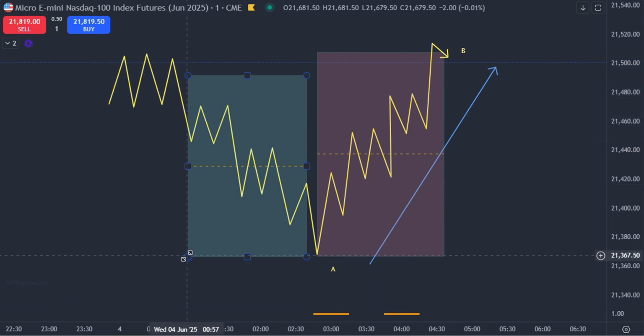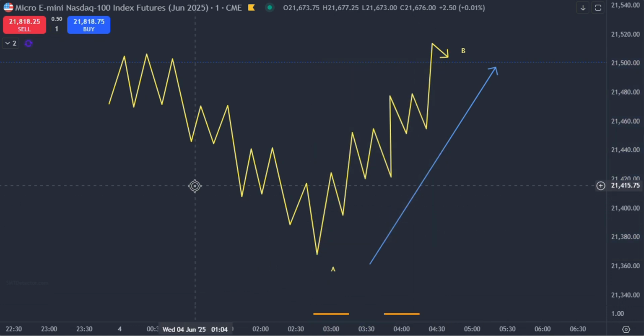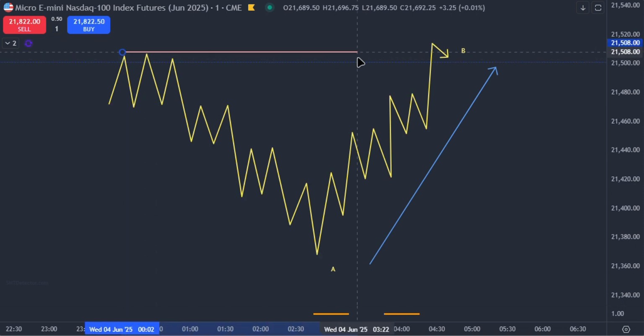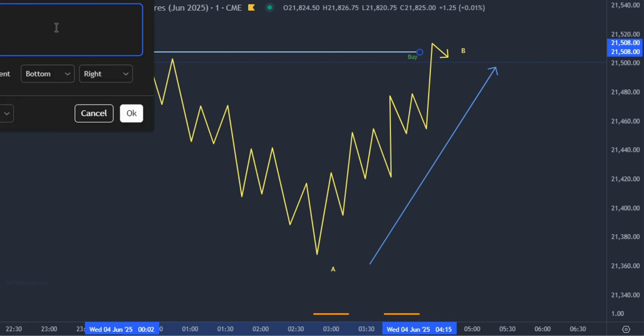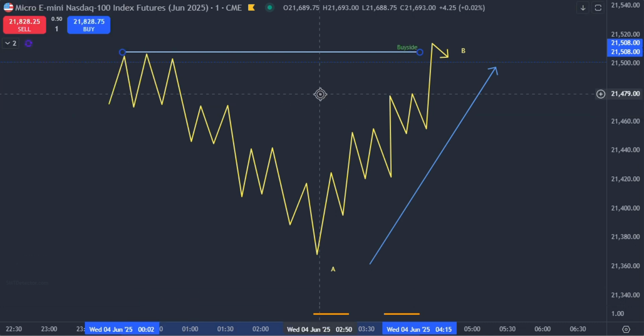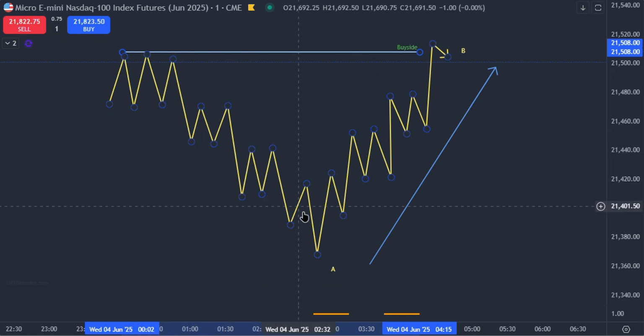And if we're looking at the hourly time frame, we know the hourly highs are up here. So this would be your buy side. Let's put buy side. And on the higher time frame, we're looking for the retracements into either a fair value gap or into an order block.